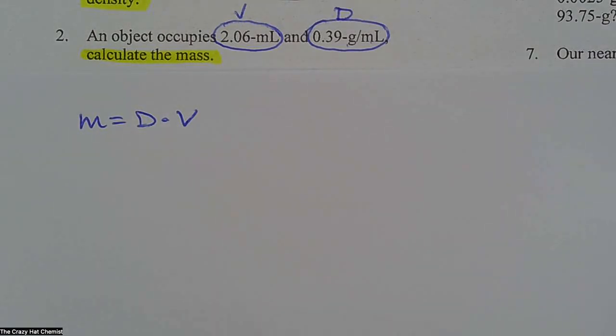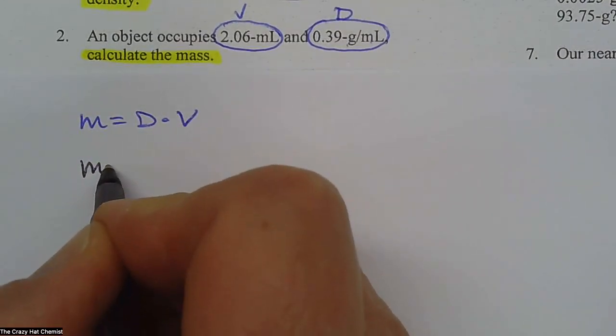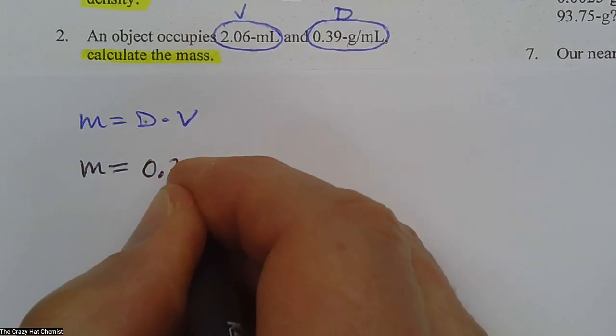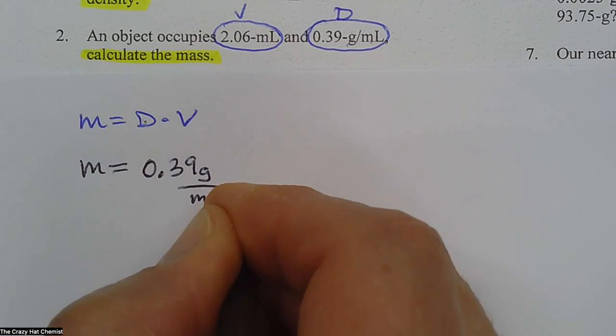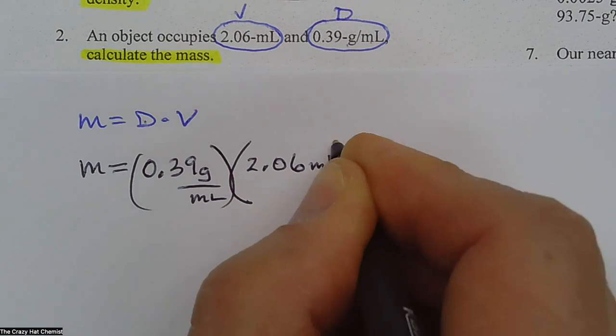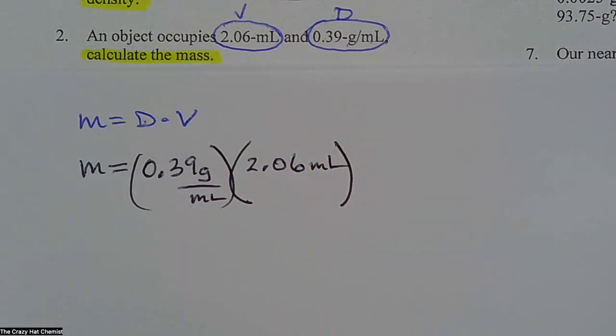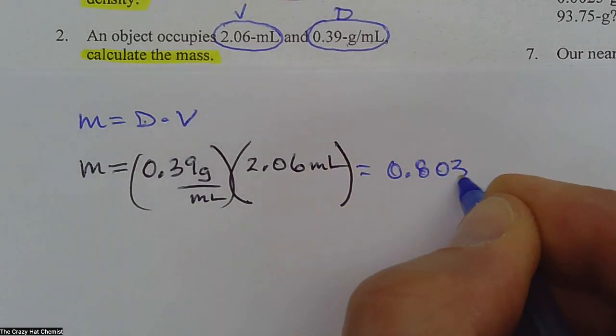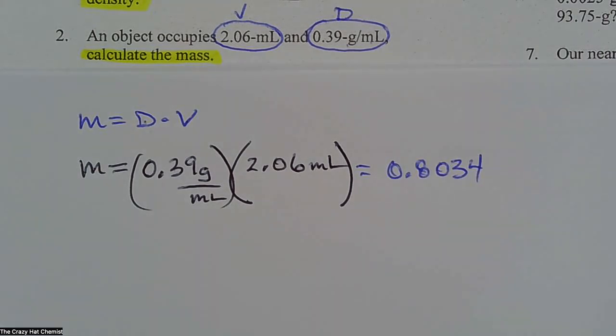Perfect. So mass is equal to, I need to find the density. That's 0.39, that's grams per milliliter, times the 2.06 milliliters. Perfect. I've stuffed that into the equation, density times the volume. Now what we're going to do is plug this into our calculator, 0.39 times 2.06, and I'm going to get the following number in my calculator, which is an unrounded number. So you should be getting that same number if you're following along with your calculator.